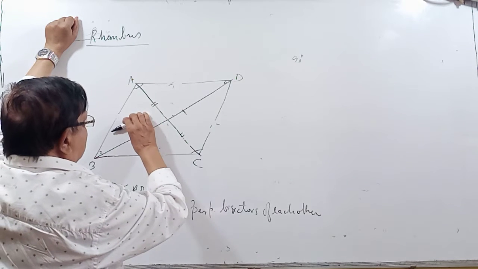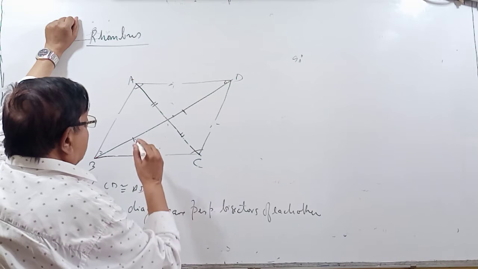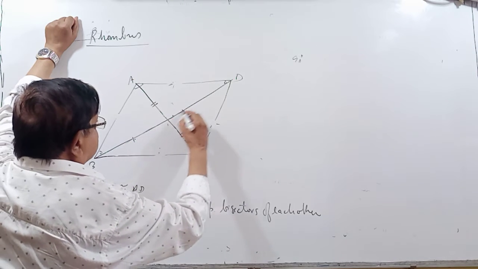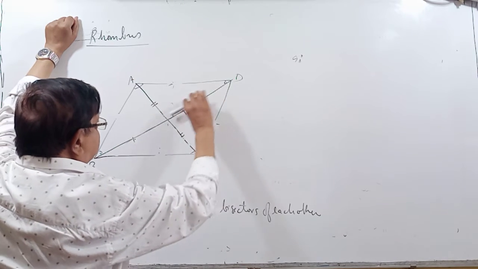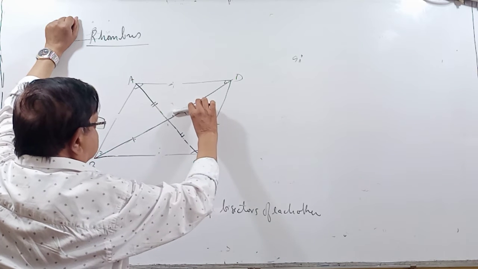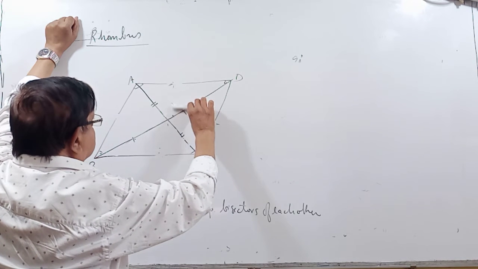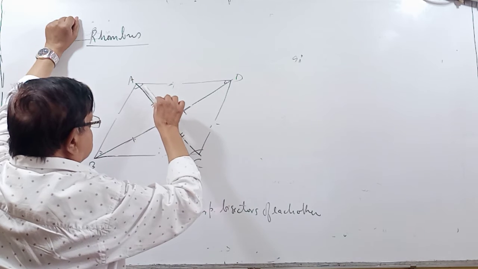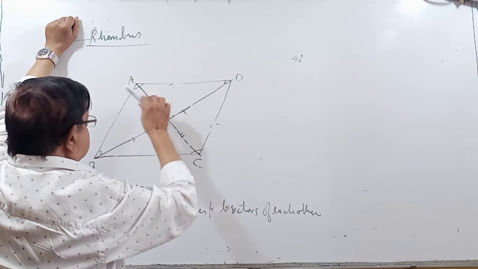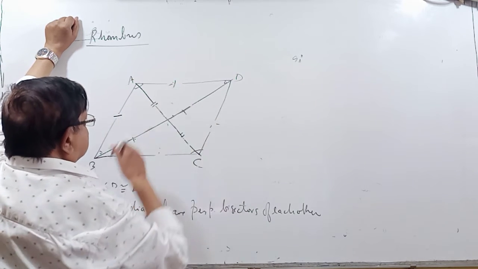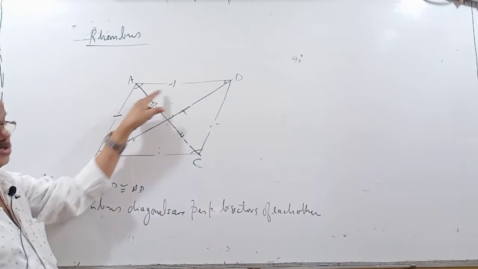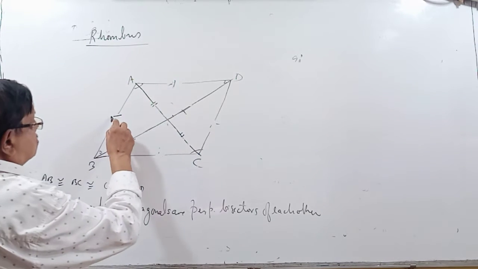In this triangle and this triangle, this is congruent to this. Bisector means this is congruent to this. This is equal to this, the common side. This is equal to this because this is a rhombus. All sides are congruent. This is congruent to this.